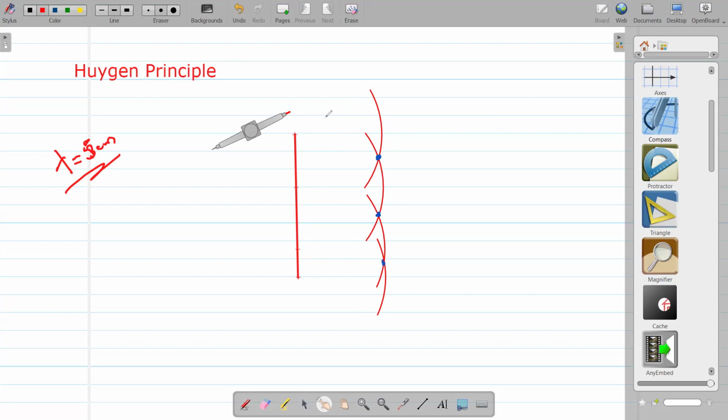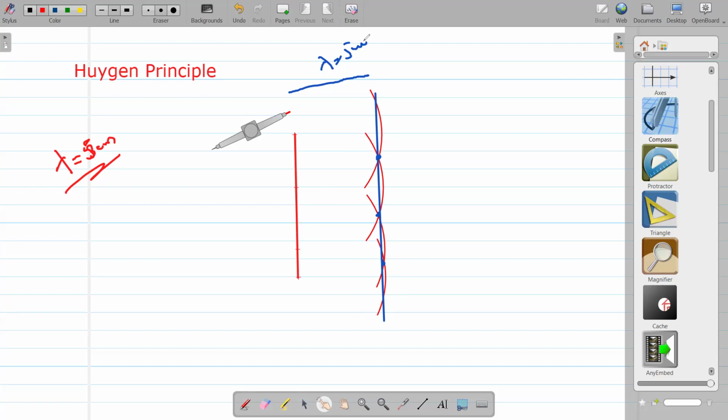So I will draw a line. I will join those points, and I will draw a line. So this is a new position of the wavefront, and the wavelength is equal to 5 centimeters. So this is known as the Huygens principle.